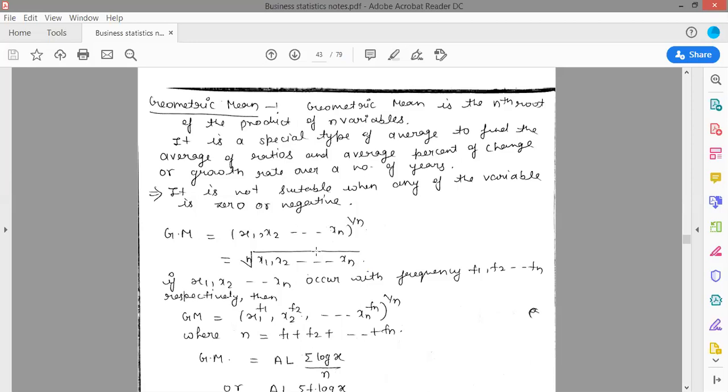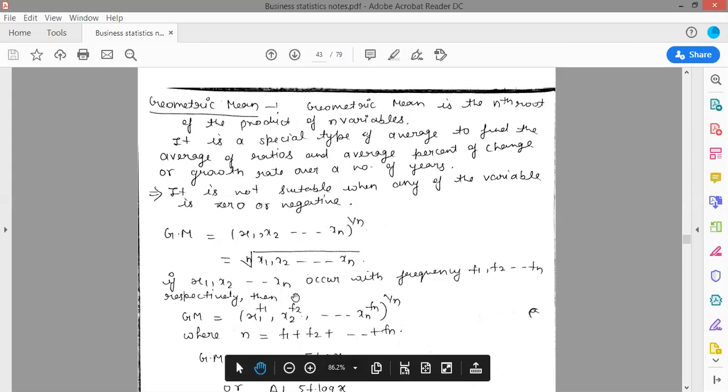And there is a condition here. The condition is it is not suitable when any of the variables is 0 or negative, because if any of the variables is 0, then the whole multiplication will be 0. So this is not possible for the variable 0. Now next one is another formula.